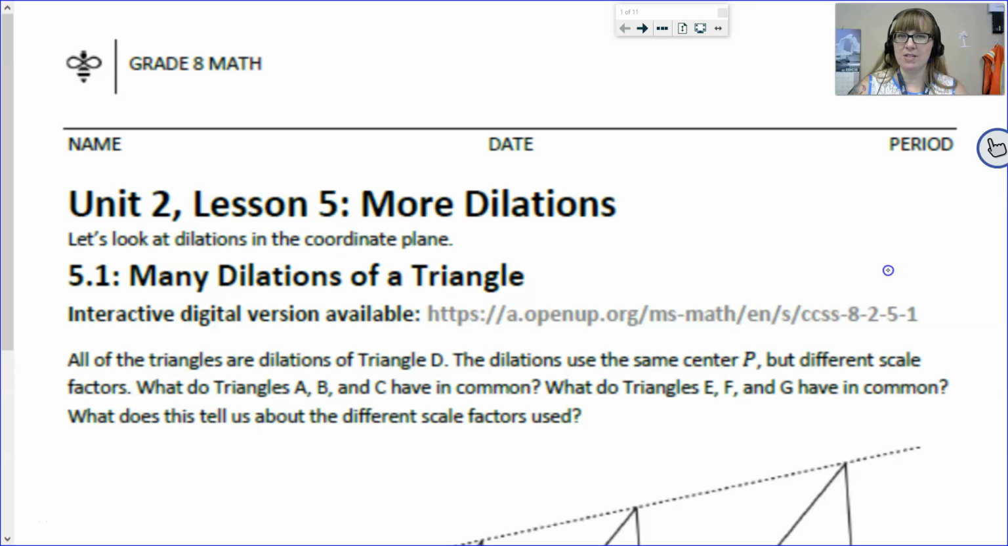Hello, Math 8 students. This is Open Up Resources Unit 2, Lesson 5, More Dilations.